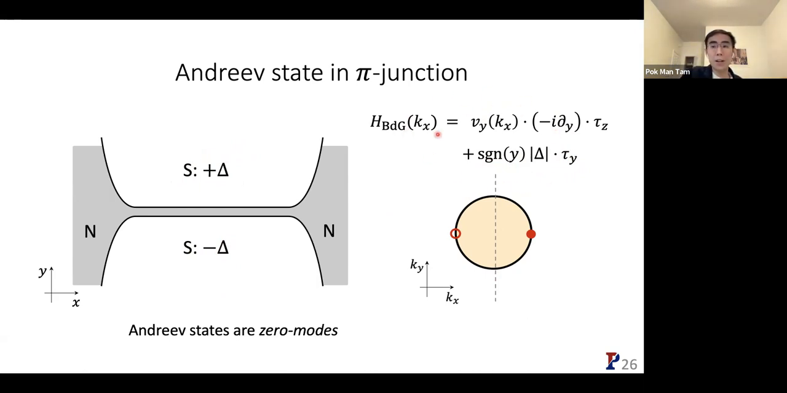And this actually is just a very familiar form. It's a Dirac Hamiltonian with a mass term that changes sign, so we know that there has to be a Jackiw-Rebbi zero mode for each value of kx.